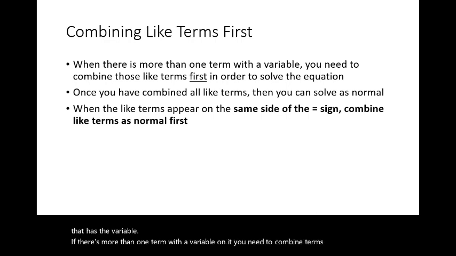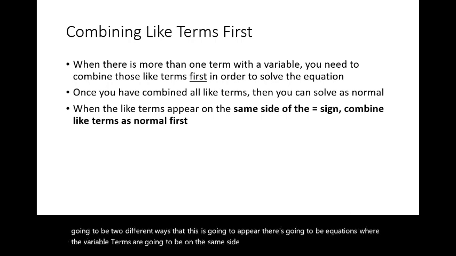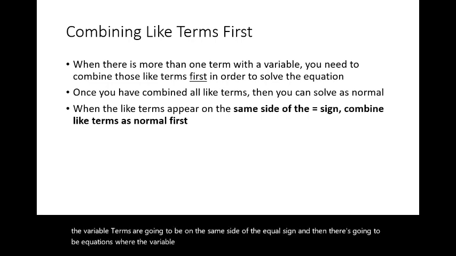And there are going to be two different ways that this is going to appear. There's going to be equations where the like variable terms are going to be on the same side of the equal sign, and then there's going to be equations where the like variable terms are on opposite sides of the equal sign. So we're going to start with the two variable terms on the same side of the equal sign.